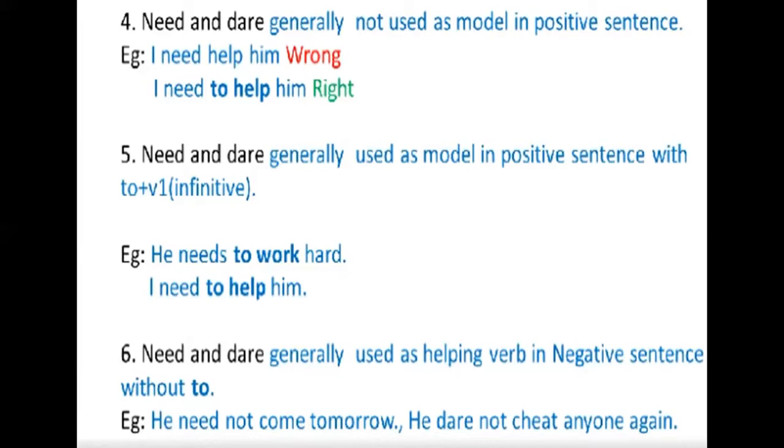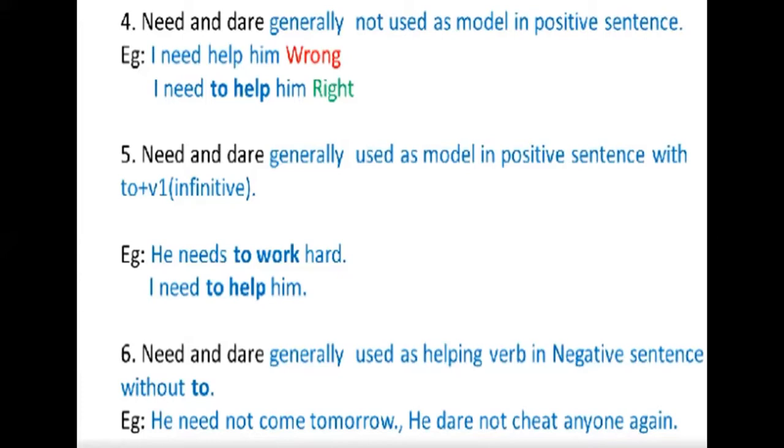This is right. Because when you are using it in a positive sentence, then you need to insert to after need. Need and dare are generally used as modal in positive sentences with to plus the first form of the verb, that is called infinitive. Just as you can say, he needs to work hard. I need to help him. These two are positive sentences.